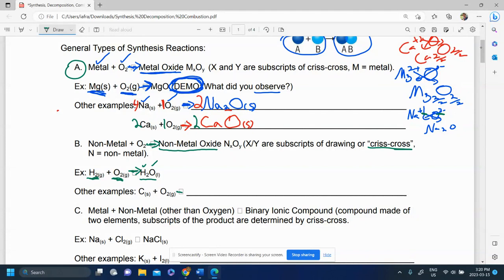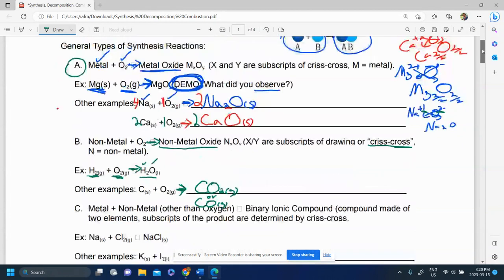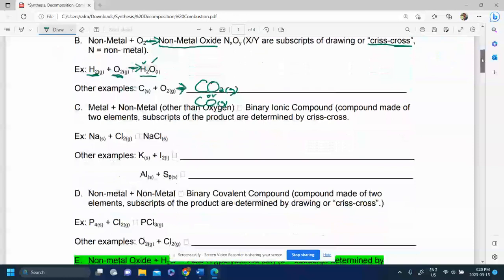C plus O2. There's two possible answers that I would accept here. So you can pause the video and try to figure out what they are. One answer I would accept is CO2, carbon dioxide, don't forget it's a gas, or CO, gas. For the most part, I'll make you predict mostly metals and oxygen, and also metals and nonmetals, which we'll do in the next case here.